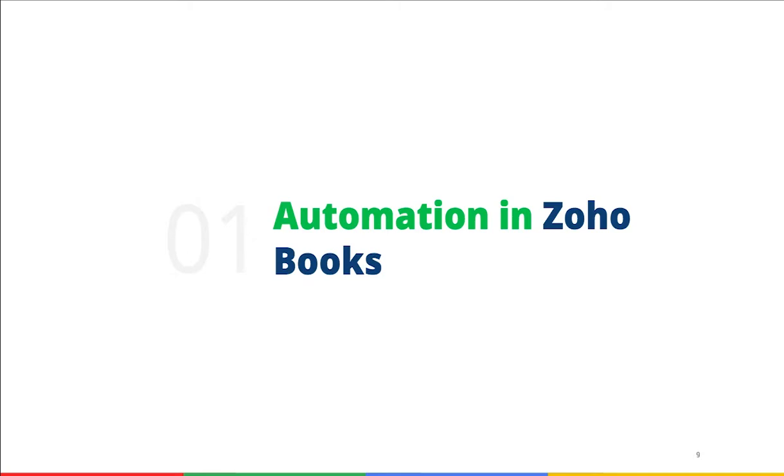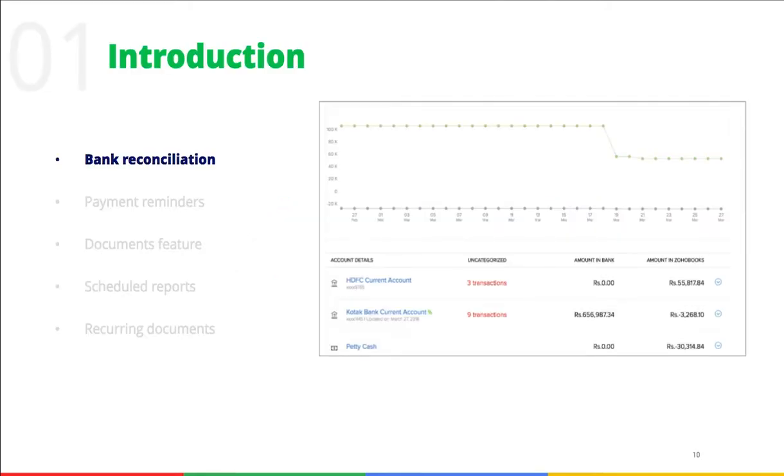Automation in Zoho Books. So automation has been a buzzword. It has been at the cornerstone of whatever innovation we've been doing over the years. Ultimately, automation is about managing your time effectively and making the human experience easy.